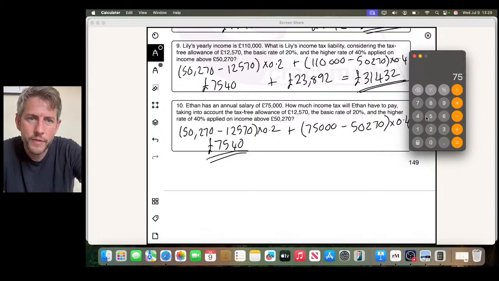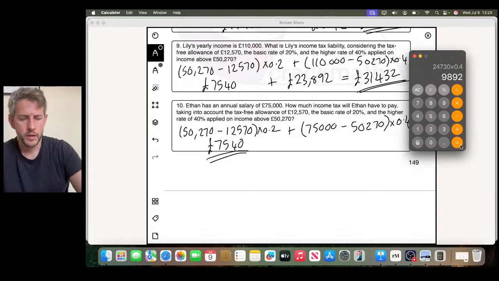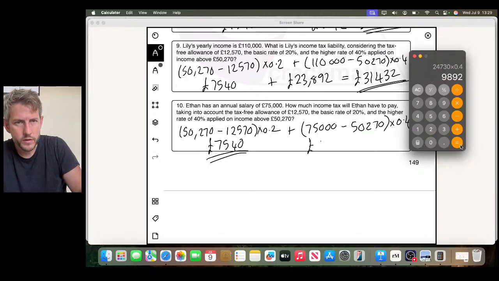And then what we're going to do is we will work this out. So 75,000 minus 50,270 equals this, times 0.4 is going to be 9,892. Okay, then we add those together.